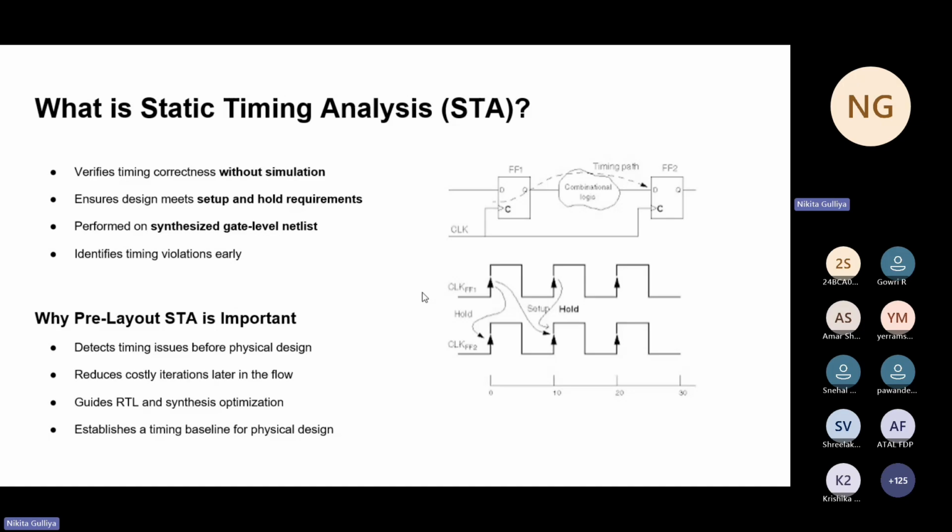optimization. So there are chances that there can be setup and hold violations, such as the signal coming just before the clock edge or the signal coming after the clock edge. So it causes some kinds of delay, which should be caught and analyzed at an early stage.